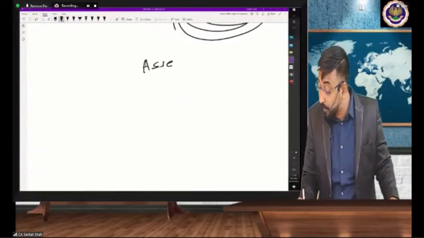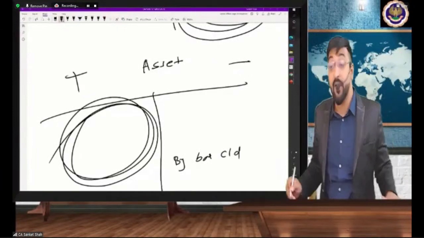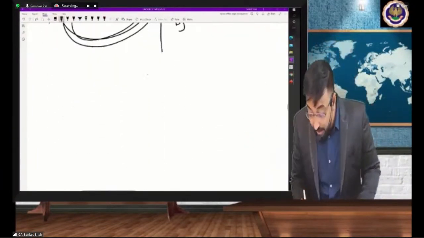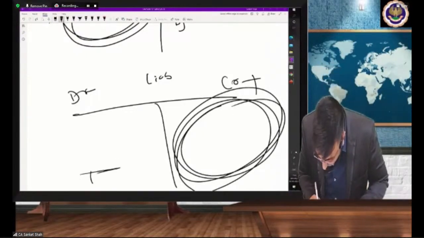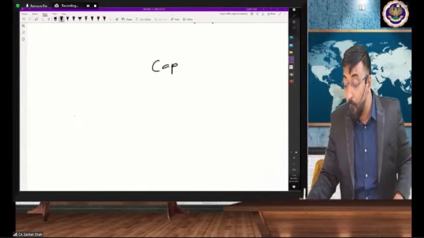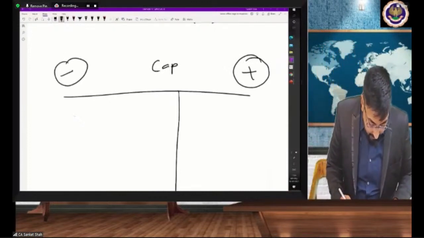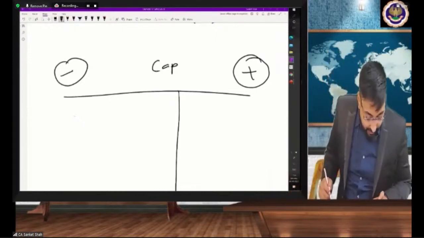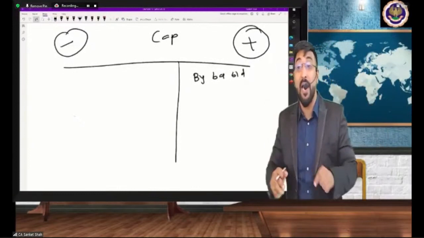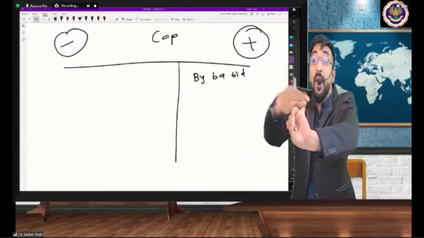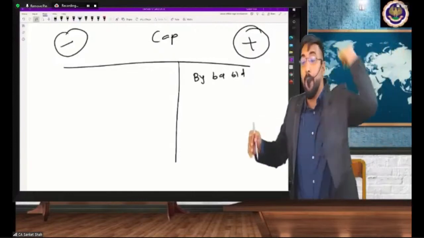And asset: debit plus, credit minus. So we start from the debit side and at the end we write by balance carried down, because an asset is carried to the balance sheet. Then liability: credit plus, debit minus. We start from credit and end at to balance carried down. Capital is also our liability, so credit plus, debit minus. Yes, you can use the shortcut. Here we will start with by balance brought down. Now in this pro forma we have to understand what is plus and what is minus. Expense debit plus, income credit plus, asset debit plus, liability credit plus, capital credit plus.